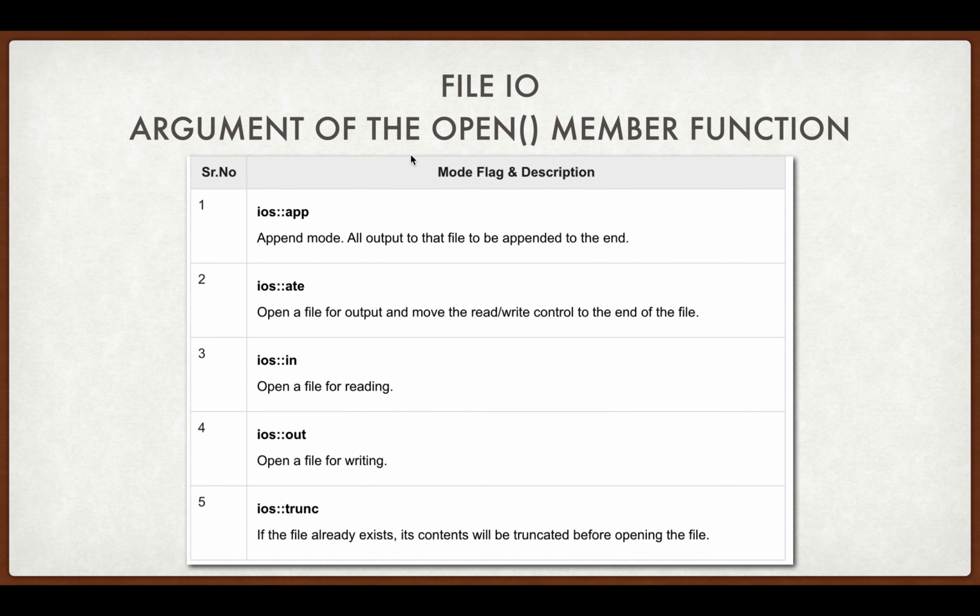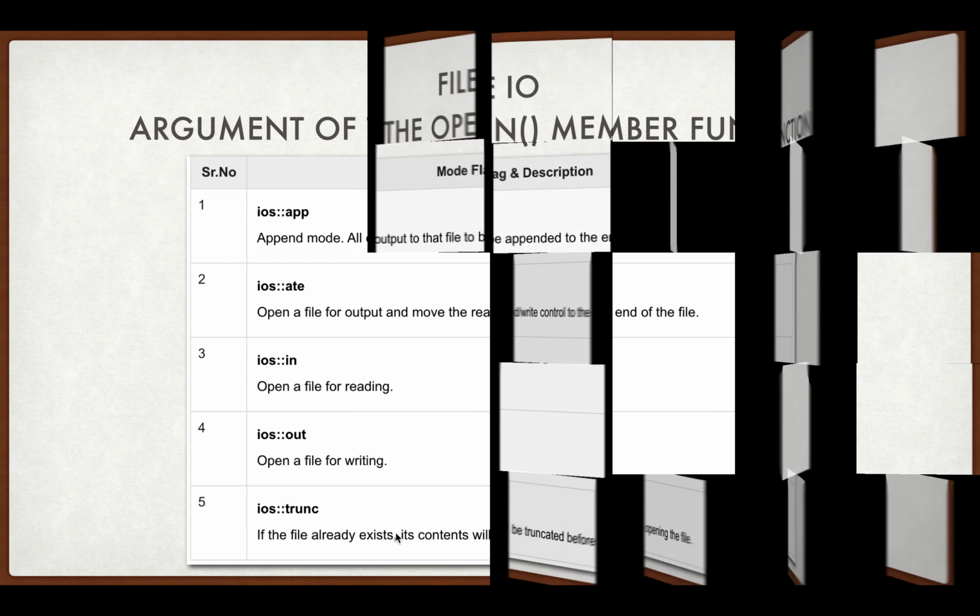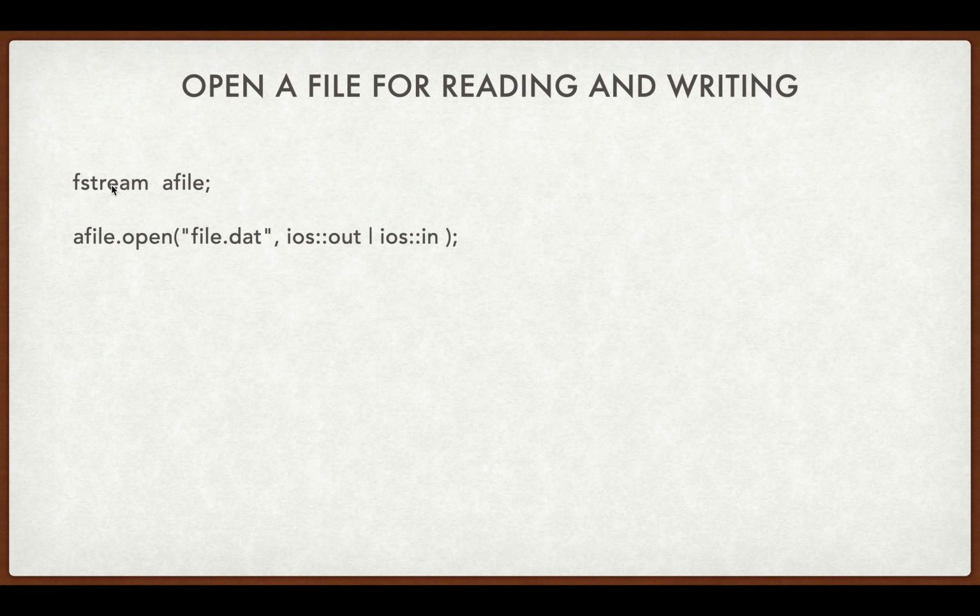Okay, so here we can see the arguments of the open member function. When you open a file, you can append to the file you're writing. This will add the text to the existing text file. If you use ios::ate, you will open the file and move the read and write control to the end of the file. If you use ios::in, you will open a file for reading using the fstream. If you use ios::out, you open a file for writing. And if you use ios::trunc, for truncate, if the file already exists, its contents will be truncated before opening the file. So here, for example, you have an fstream file, and you can open the file for writing and reading. So let's go to code.